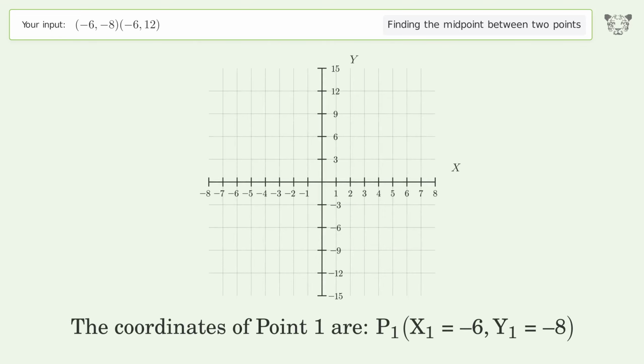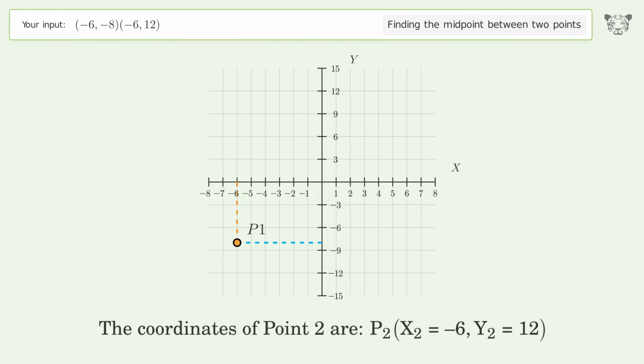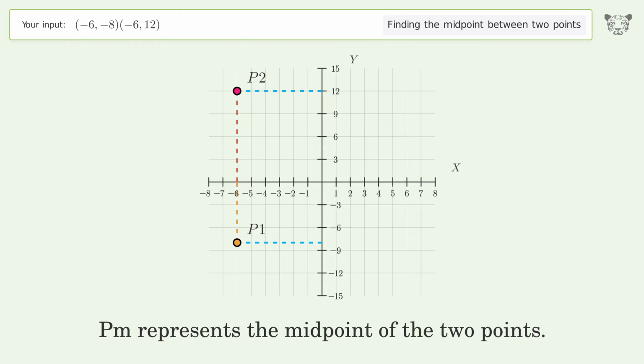The coordinates of point 1 are x1 equals -6, y1 equals -8. The coordinates of point 2 are x2 equals -6, y2 equals 12. PM represents the midpoint of the 2 points.